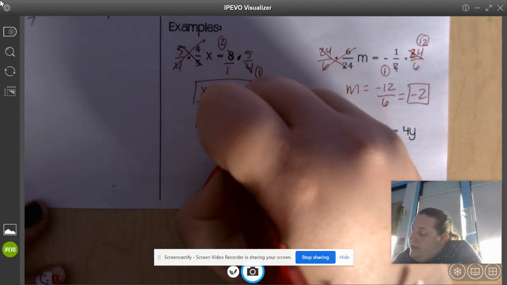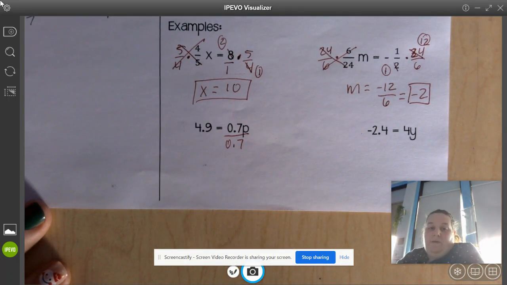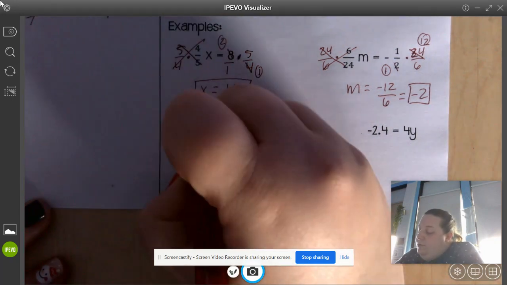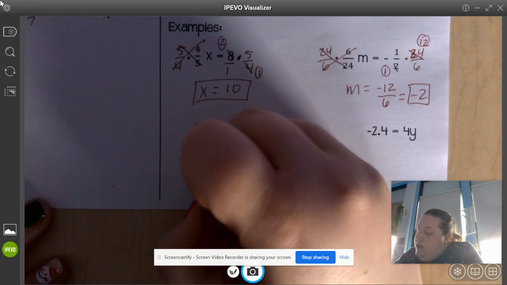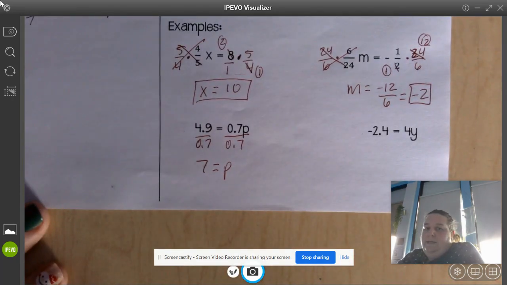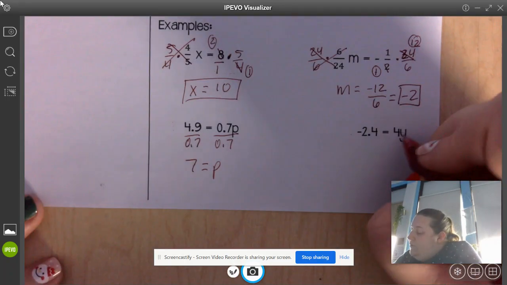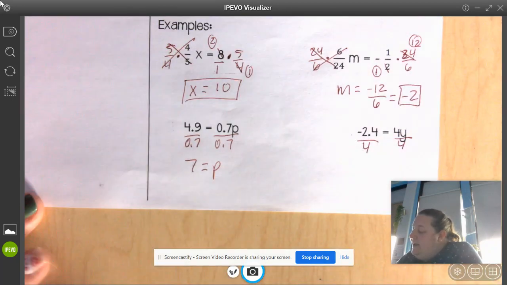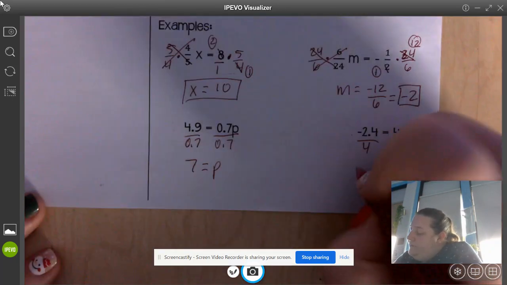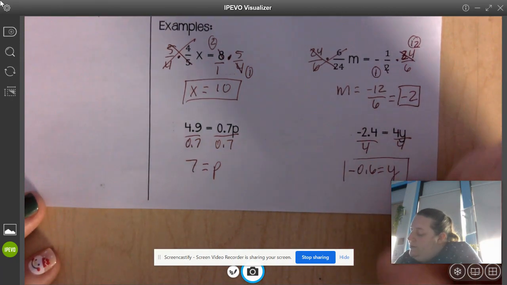So to get the p by itself, I have to divide both sides by 0.7 because they're being multiplied. So when I do that, I get 7 equals p. Once again, you can use a calculator. I don't expect you to do this all out. Okay. All right, over here, negative 2.4 equals 4y. So I'm going to divide each side by 4. This is negative 0.6 equals y.